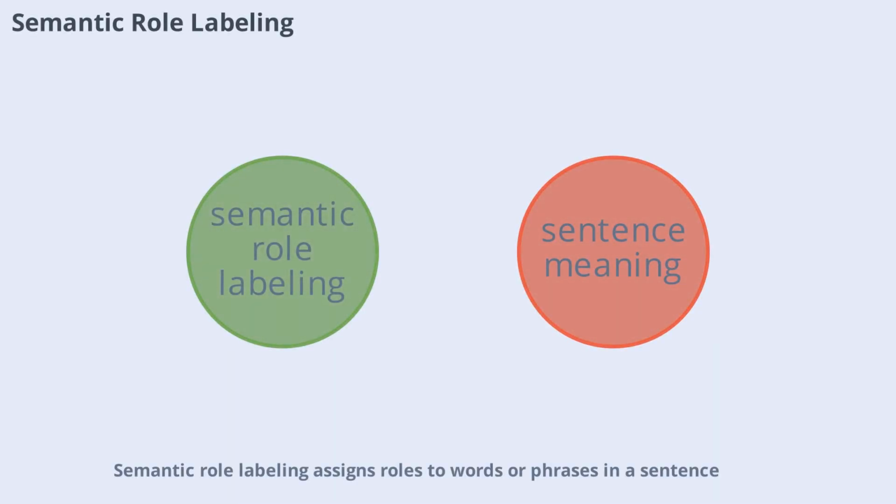Semantic role labeling assigns roles to words or phrases in a sentence, such as who did what to whom. This technique helps NLP systems understand the meaning and intent behind sentences, supporting tasks like information extraction and question answering. By identifying roles like agent, action, and object, semantic role labeling adds a deeper layer of understanding to language processing.